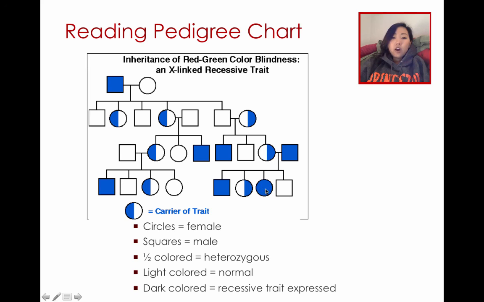The only way that a daughter could be fully manifested is if she has a mom who's heterozygous or recessive, and then the father also is demonstrating the trait.